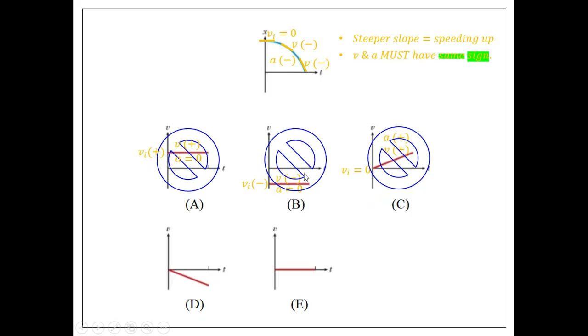All right, let's go to D. If you look at choice D, at time equal to 0, vi is 0.